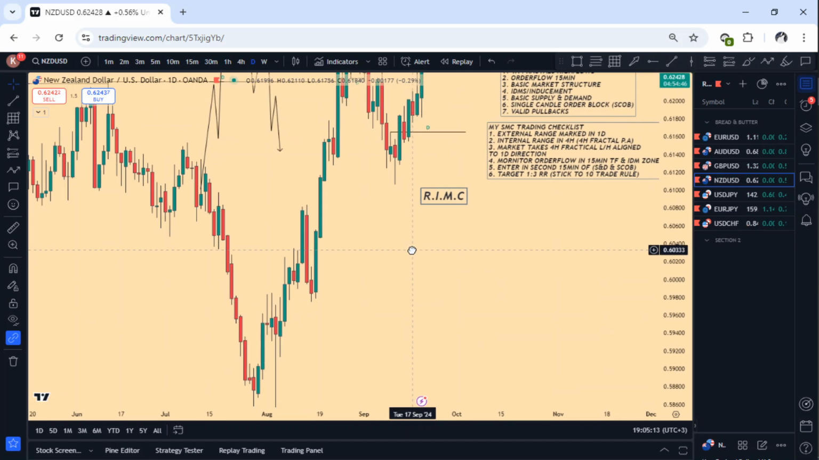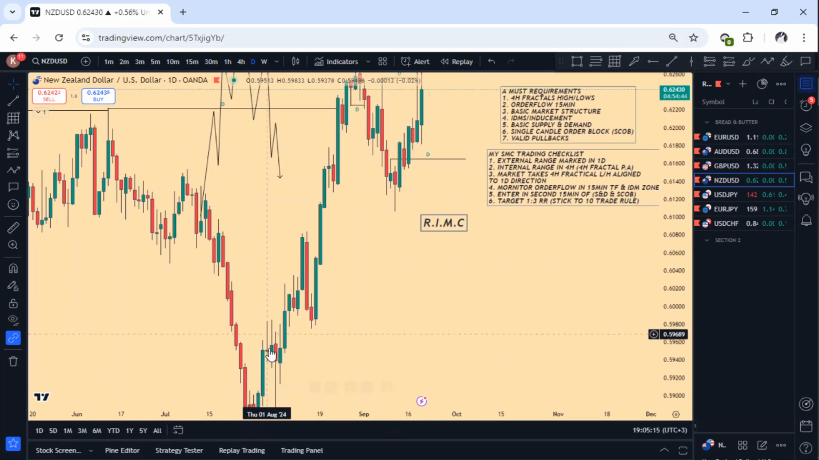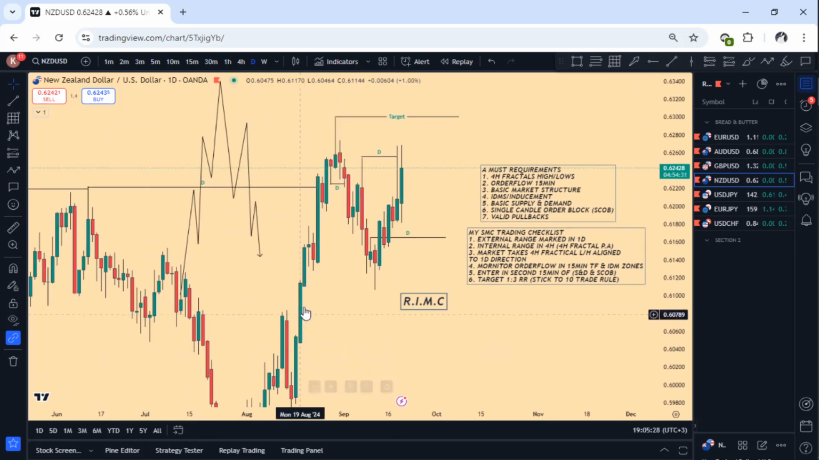Let me just explain here. We have a range, an initiation, and then we bring a mitigation, then we hit a continuation. Again, range, initiation, mitigation, continuation. Continuations are always very long, and that is why I only look to trade ranges and continuation.